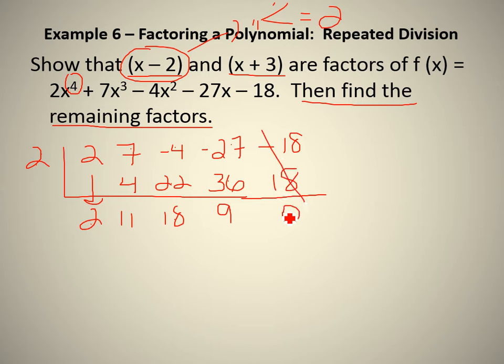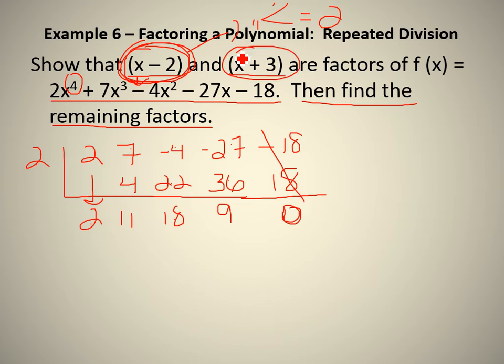So since the remainder for this is 0, that shows that x minus 2 is one of the factors of this polynomial here. So if I tried to factor 2x to the fourth plus 7x cubed minus 4x squared minus 27x minus 18, x minus 2 is going to be one of the parentheses that you're going to get when you try to factor that. But then I also want to check to see if x plus 3 is also a factor.